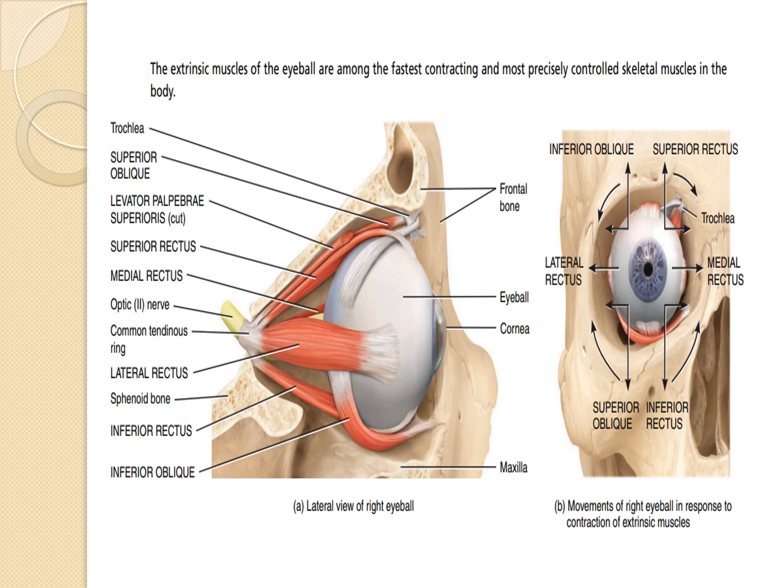As we have discussed earlier, the extrinsic muscles of the eyeball are among the fastest contracting and most precisely controlled skeletal muscles of the body. Here you can see this is the eyeball and this one is the cornea. This muscle is the lateral rectus, this is the inferior rectus, and this is the inferior oblique. This one is the superior oblique. And here, this is the superior rectus. And this thin muscle is the levator palpebrae superioris, which aids in opening the eyes.